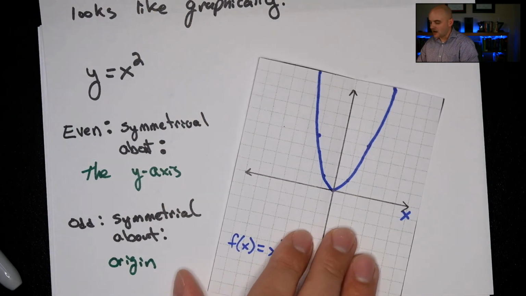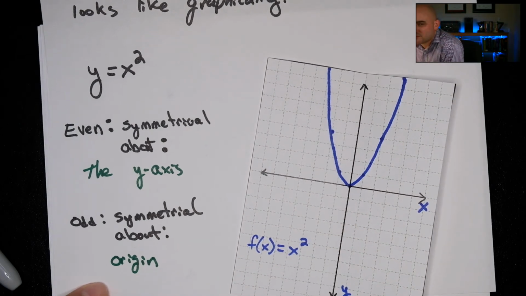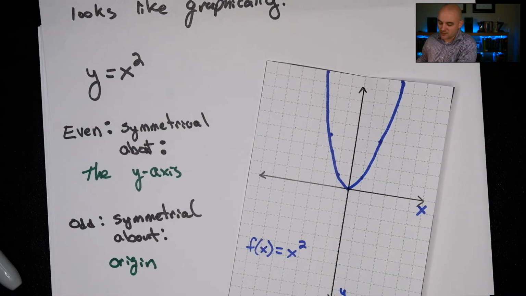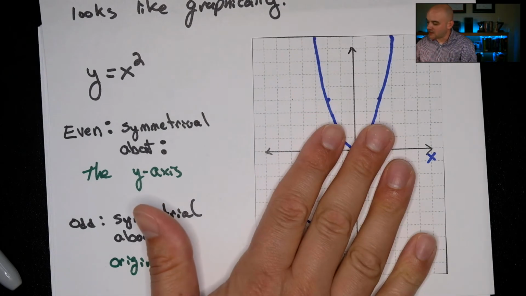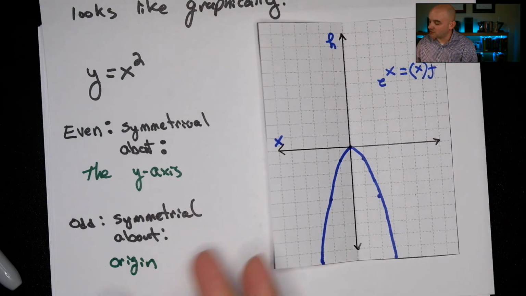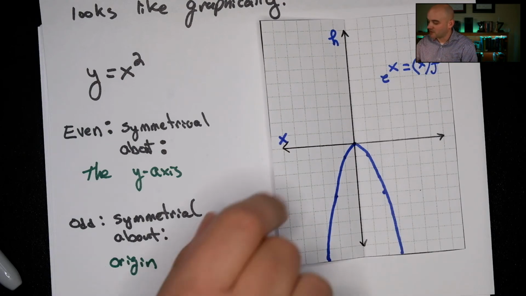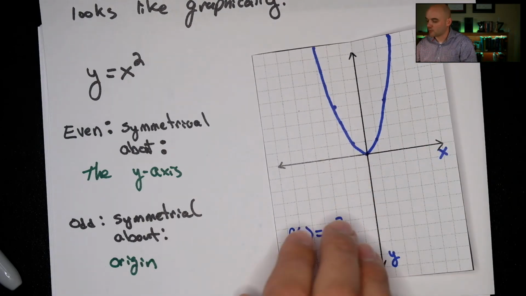Now, if it's odd, we say it's symmetrical about the origin. People don't always remember what that means when they're coming from geometry class. What you can think of it is this. If I were to take this and rotate it 180 degrees, it should look exactly the same as the original. And in this case, it doesn't look exactly the same as the original. So this is not an odd function. It's an even function. Okay?